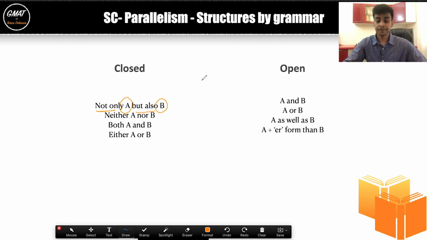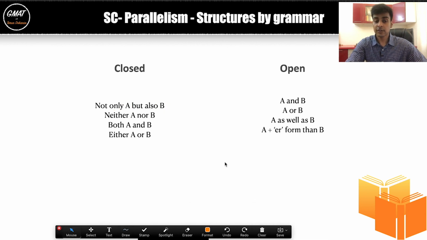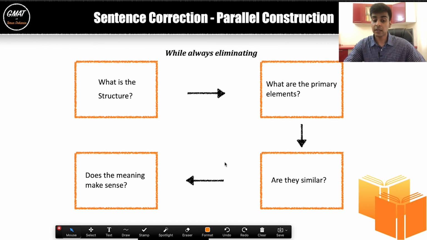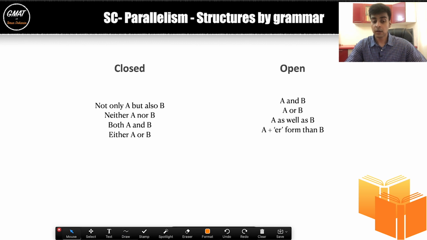If you remember, when we talked about the four steps, we said what were the primary elements, right? In closed structures, the primary elements are highlighted by the structure itself, which means all I have to do is look at the first word after not only and the first word after but also, and we're done. Nothing else needs to be done.